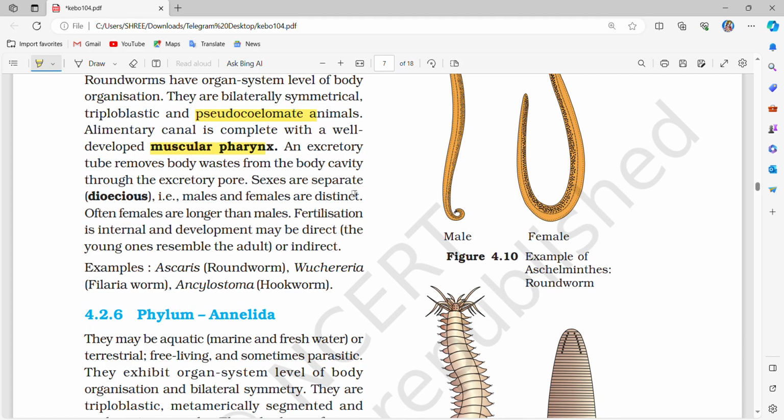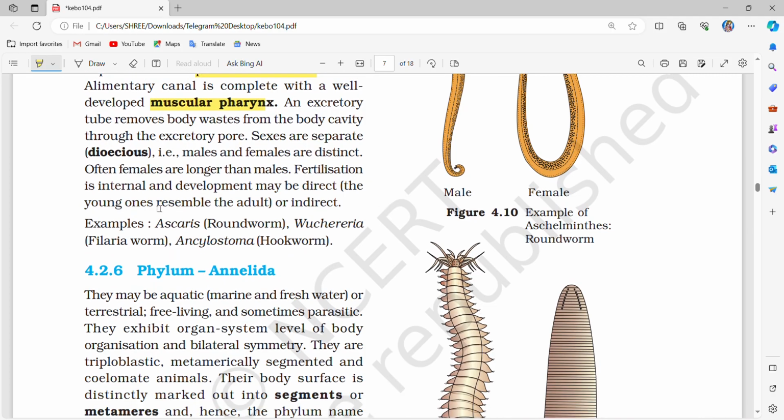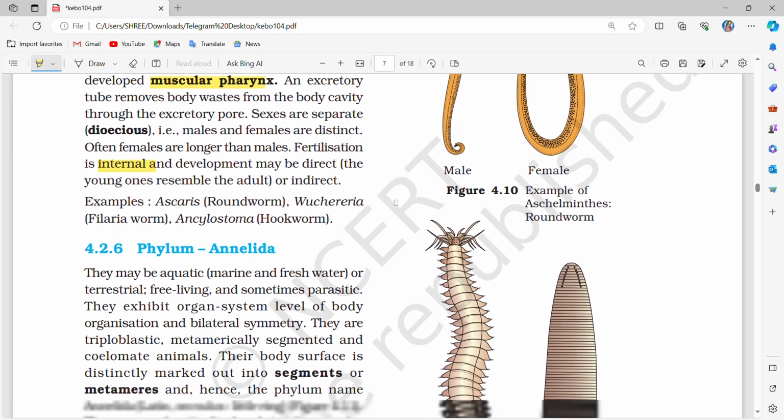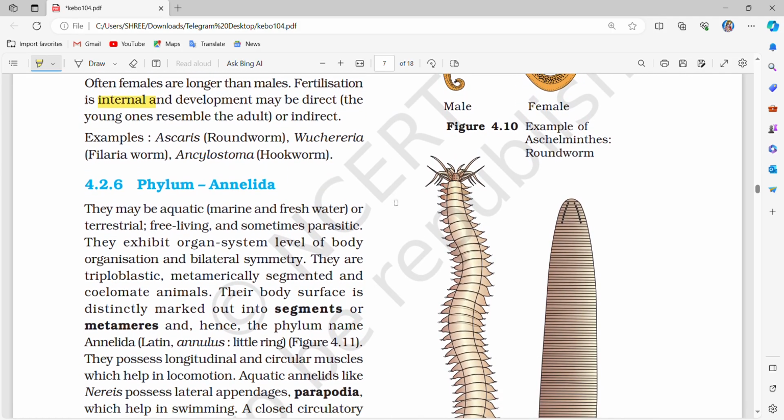Sexes are separate, dioecious, i.e., males and females are distinct. Often females are longer than males. Fertilization is internal and development may be direct, the young ones resemble the adult, or indirect. Examples: Ascaris, roundworm, Wuchereria, filaria worm, Ancylostoma, hookworm.